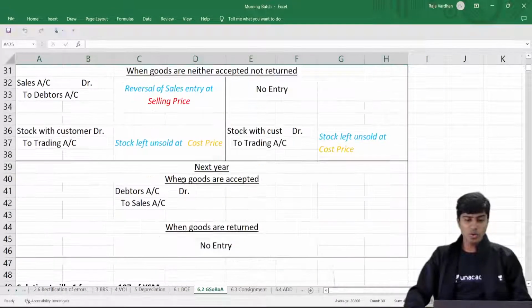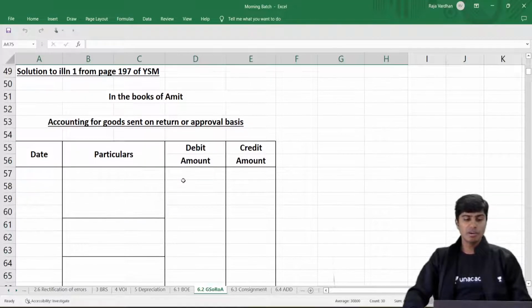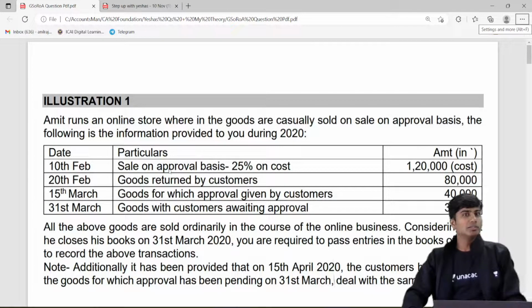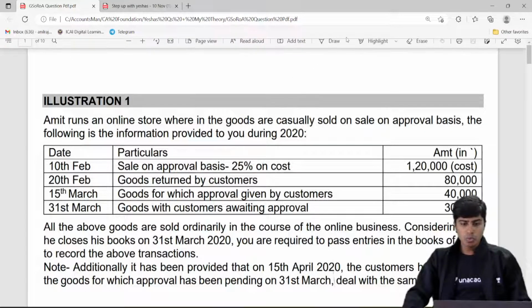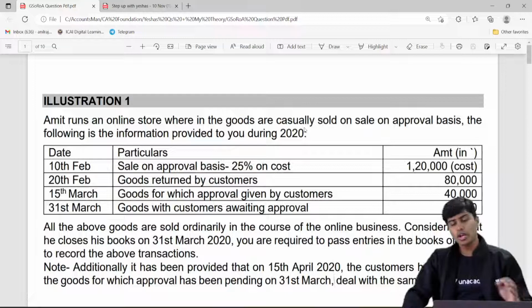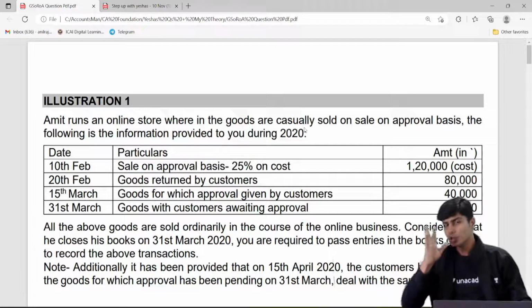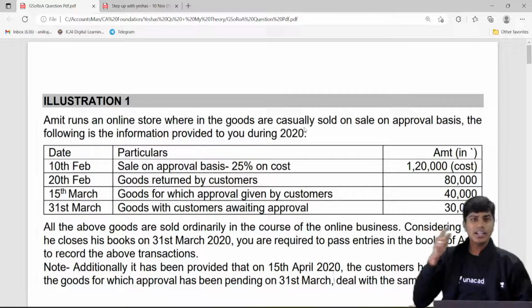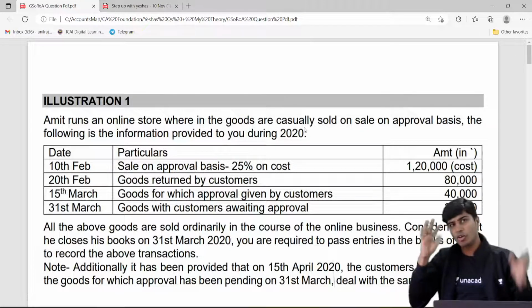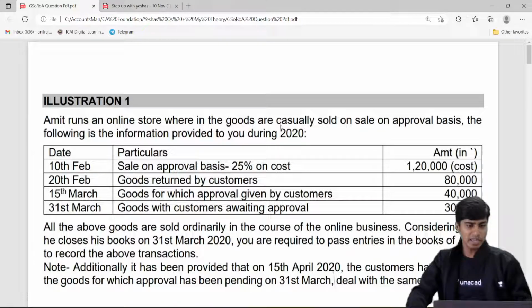So we are now going to start with question number 1 from our material. Question number 1 is a question wherein Amit runs an online store wherein goods are casually sold on approval basis. Casually. So remember case 1. Casually, when the goods are sent on return or approval, we record it in the normal sales book, as a normal sales entry, and close it. So on 10th of February, sale on approval basis is 1,20,000 worth of goods at cost, and the price is 25% on cost.